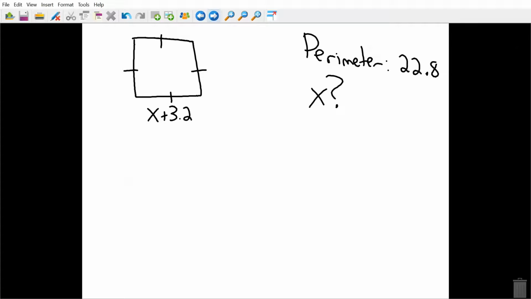We are told the perimeter of this square is 22.8. There's your diagram. We need to know the value of x. Please pause and try now.